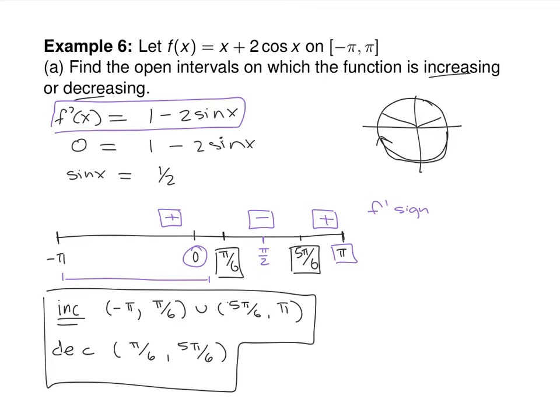Okay, I think part B relies heavily on part A. It says find the local maxes and local mins, right? Okay, so what happens at pi/6? Is it a local max or a local min? It's a max. It's a max because your derivative is positive, negative, so f increases and decreases. And at 5pi/6, you're going to have a min.